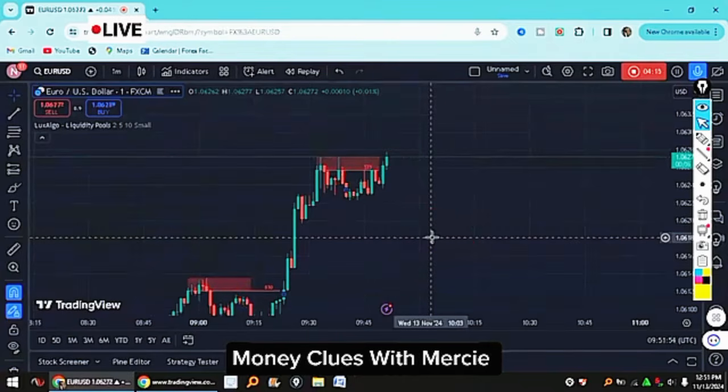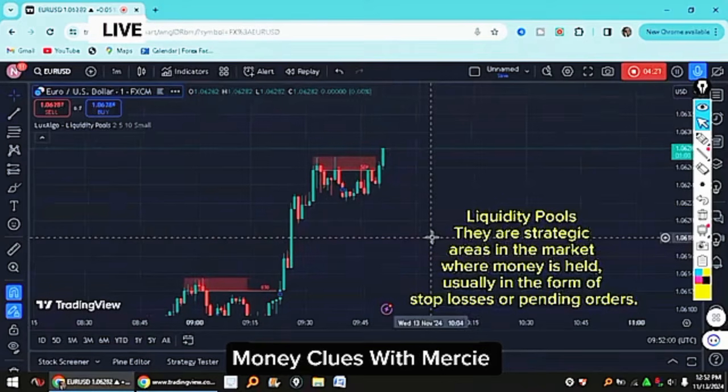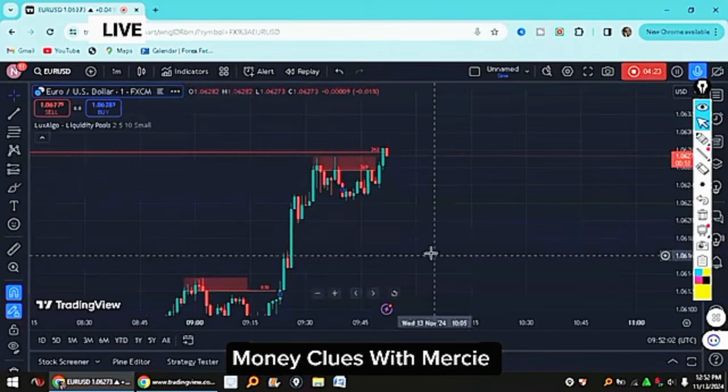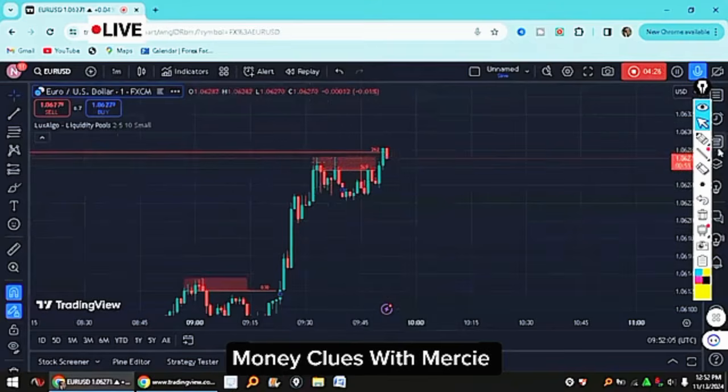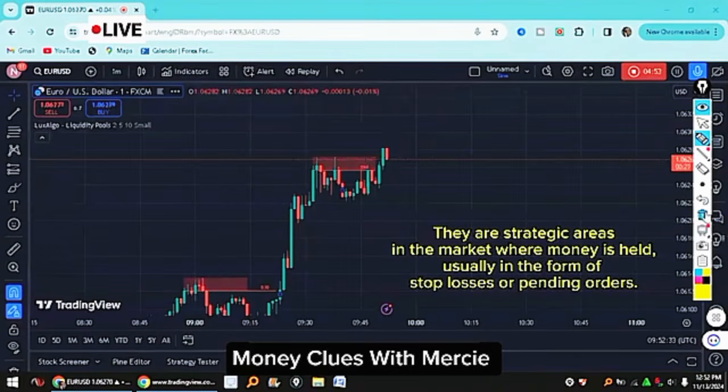And basically guys, remember as well, liquidity pools are strategic areas in the market where money is held. So money is held at this level right here, and as we are testing it, there is another formation right here, and hopefully it is not going to repaint and it is working in real time. And I know you can ask yourself, how is it held? And basically it has disappeared. What do you mean guys? Is it repainting? Is it working in real time?